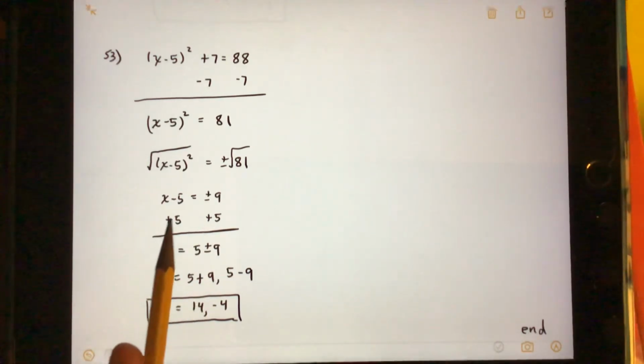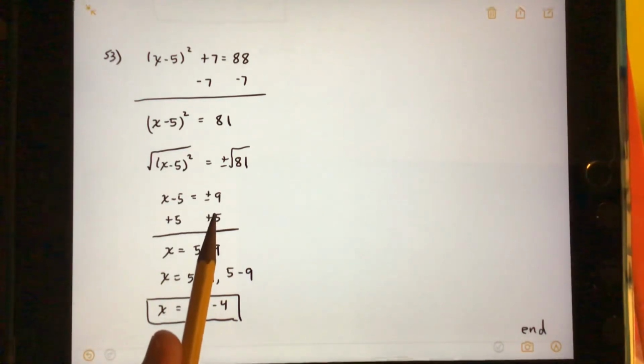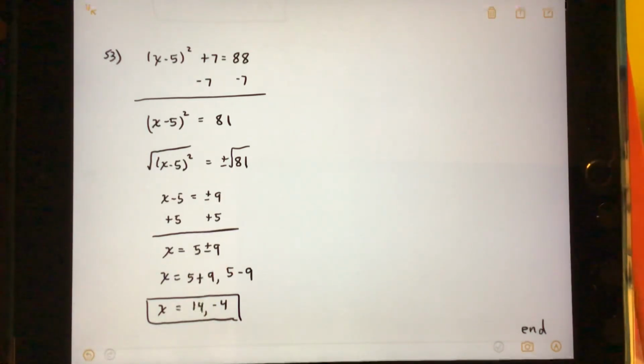So we'll end up with x minus 5 equals positive or negative 9. We have a nice perfect square here. No calculator is necessary at this point. Then we're going to add 5 on both sides and get x is equal to 5 plus or minus 9. Then we'll break that apart into two separate calculations, 5 plus 9 and 5 minus 9. And that will give us our final answer of x is equal to 14 or negative 4.